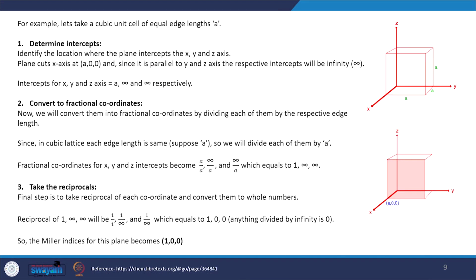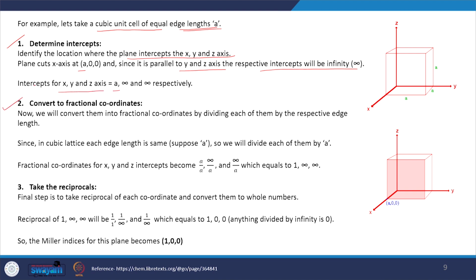Let us see an example to understand the Miller indices. In this case, let us take a cubic unit cell of equal edge length, a. The first step is to determine the intercepts. Identify the location where the plane intercepts the x, y and z axes. The plane cuts exactly at a, 0, 0, and since it is parallel to the y and z axes, the respective intercepts will be infinity. So, the intercepts for the x, y and z axes are a, infinity and infinity.